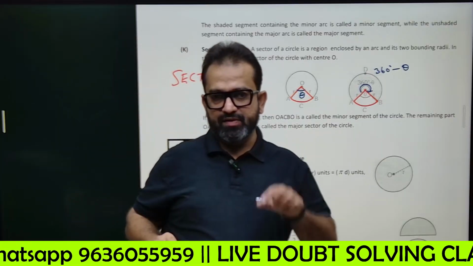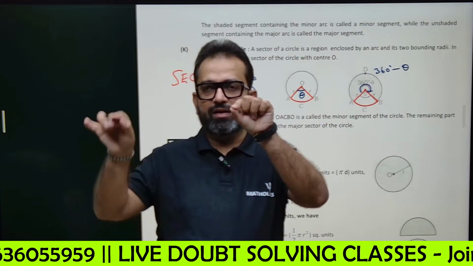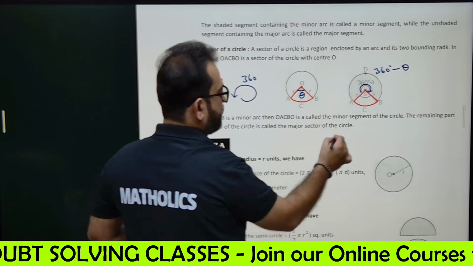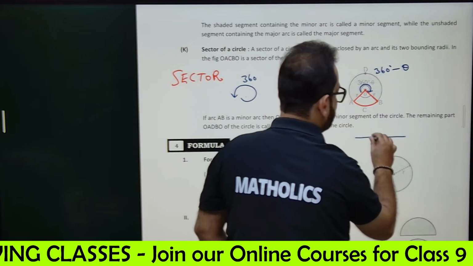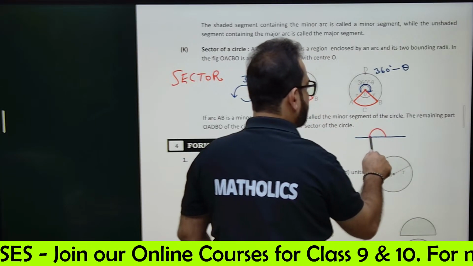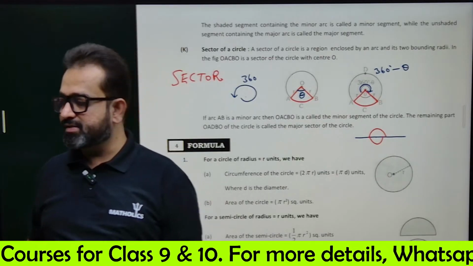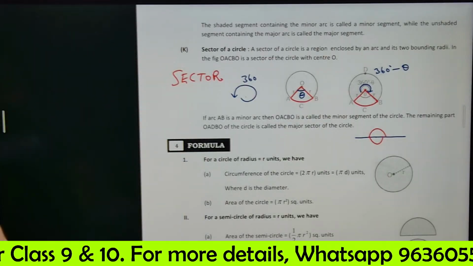Around a point, what is the angular measurement? If you divide the point into two parts by a line, the upper side is 180 and the lower side is also 180. So the full angle will be 360 degrees. These are the basic things.